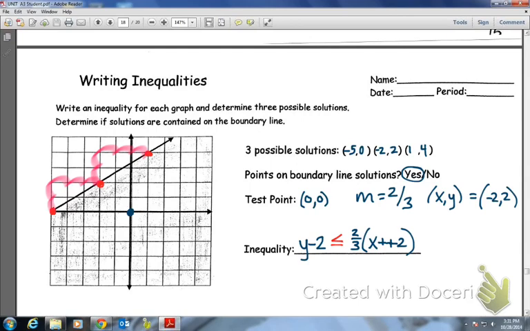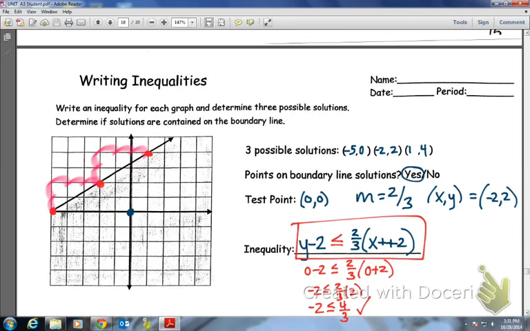So I guessed that it was less than or equal to, and I plugged in 0 for y. So I'm going to go ahead and plug in 0 for x as well because that's my test point. 0 minus 2 is negative 2, less than or equal to 2/3. 0 plus 2 is positive 2. And then on the right-hand side, 2/3 times 2 is 4/3. So I have negative 2 is less than or equal to 4/3, which is, in fact, correct. That's a correct inequality. So that means that I guessed correctly, and my equation is correct. So that's how you write the inequality for these lines.